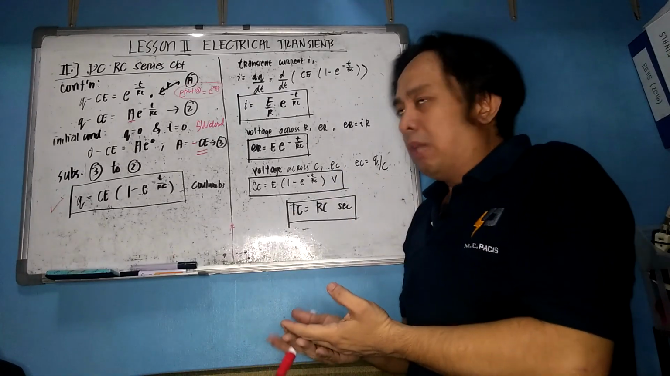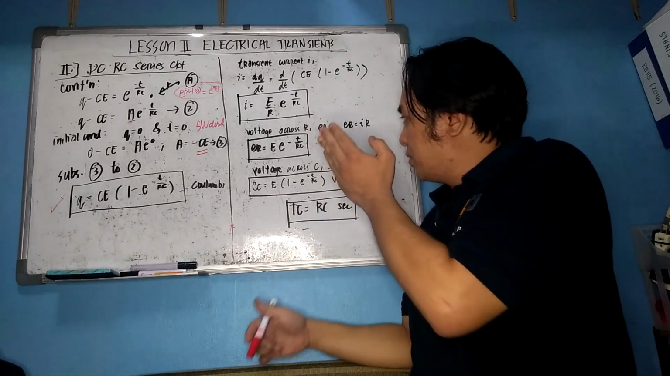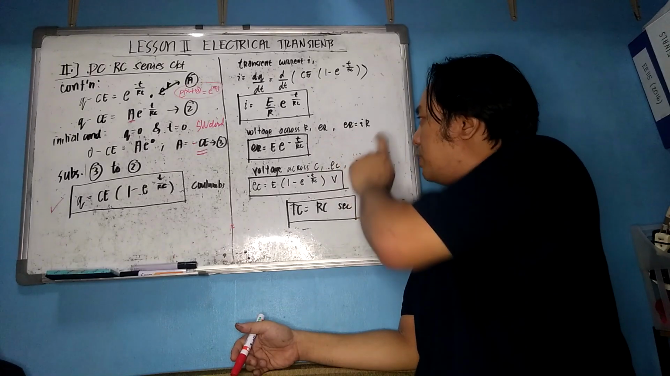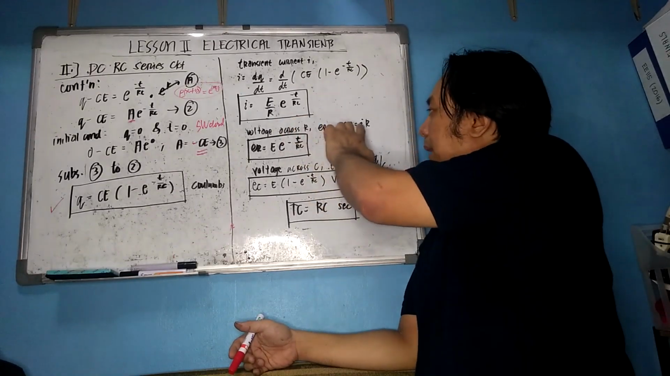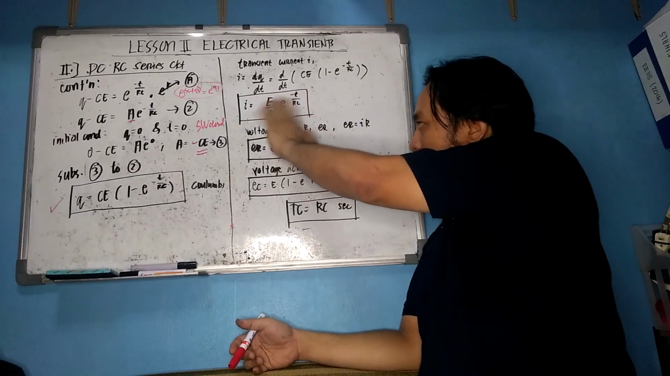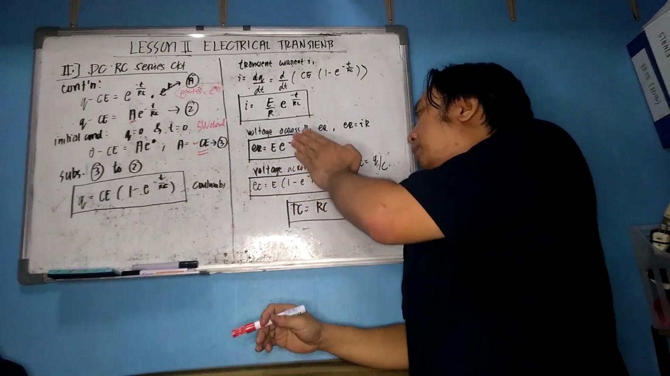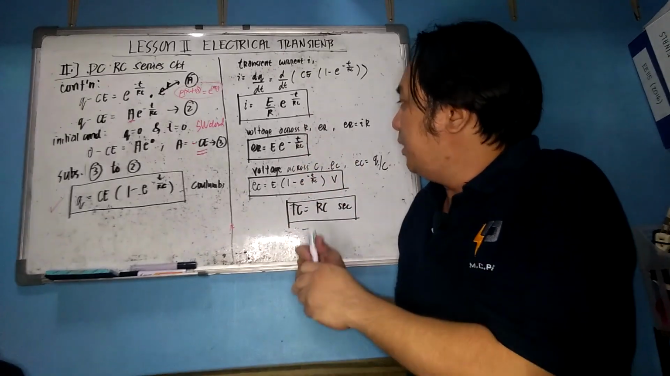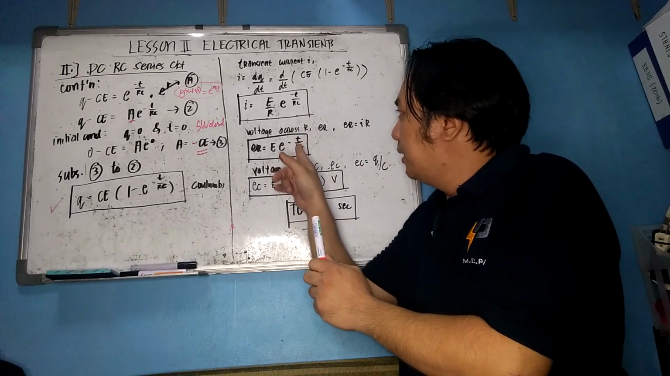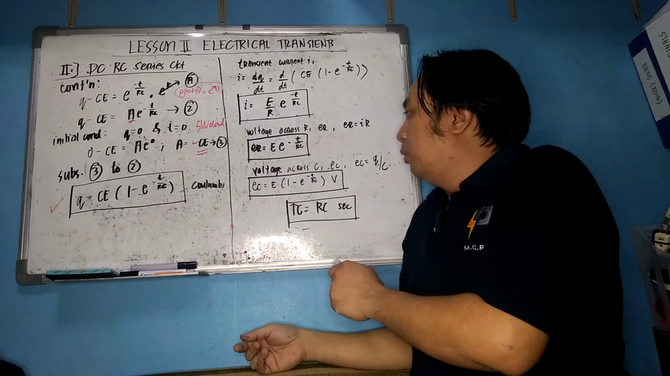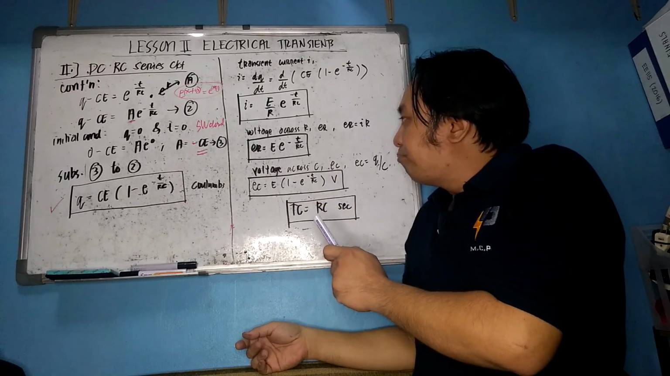Okay, we can now get the other parameters like the voltage across the resistor, ER, which from Ohm's law is I times R. So just multiply the current I by R, then it will cancel R here, and it will yield this equation: E multiplied by E raised to negative t all over RC.